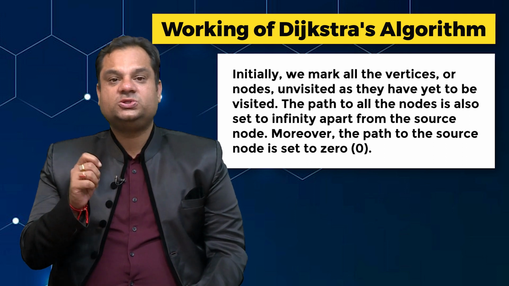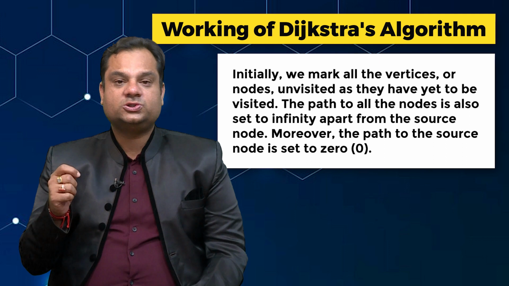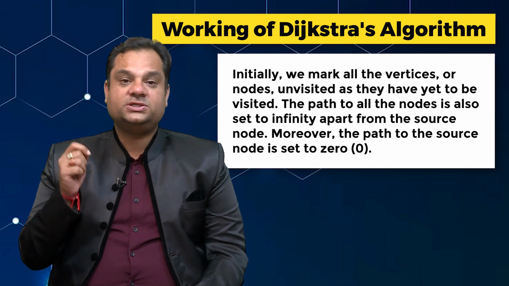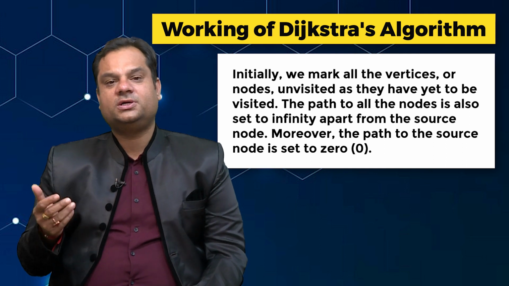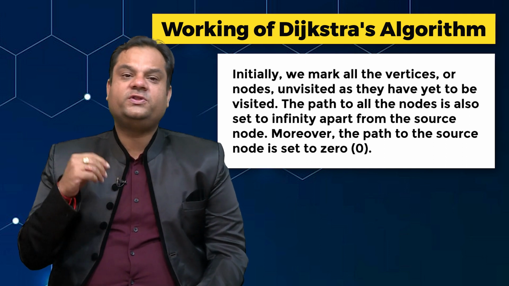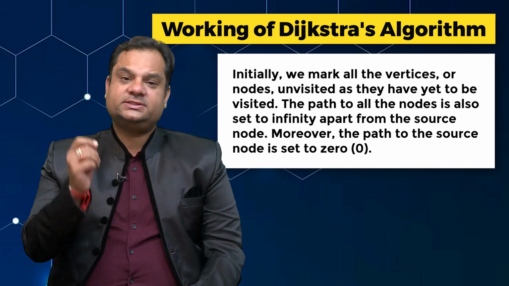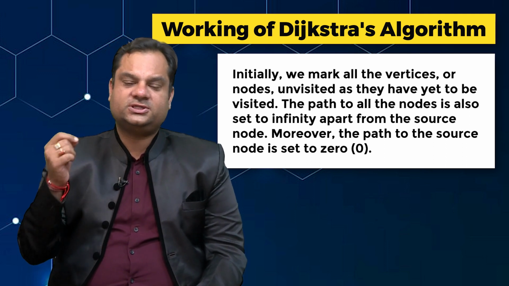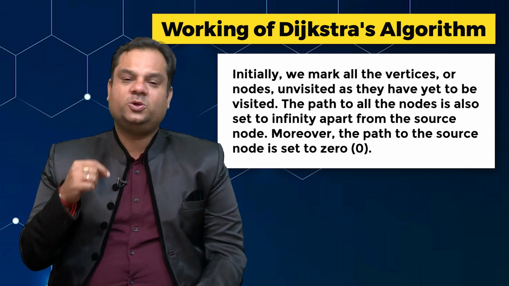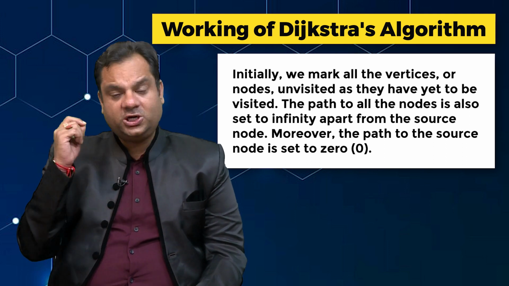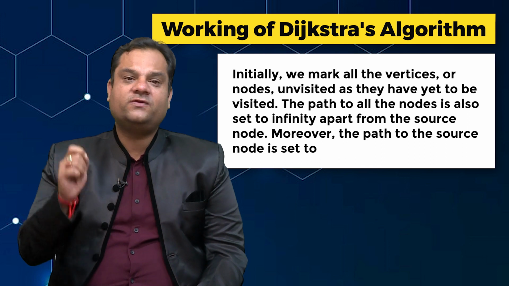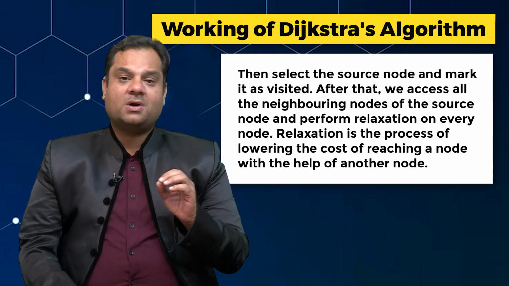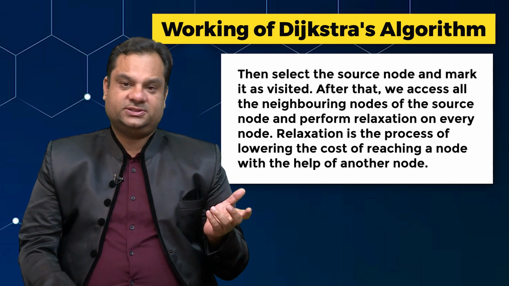The path to all the nodes is also set to infinity apart from the source node. Moreover, the path of the source node is set to 0. Whichever vertex you select as the source vertex, you put the weight on that particular vertex in the form of 0. Then select the source node and mark it as visited.